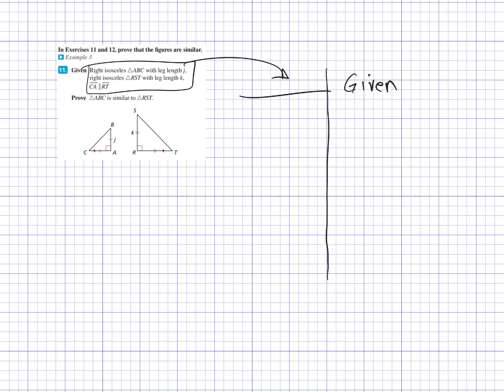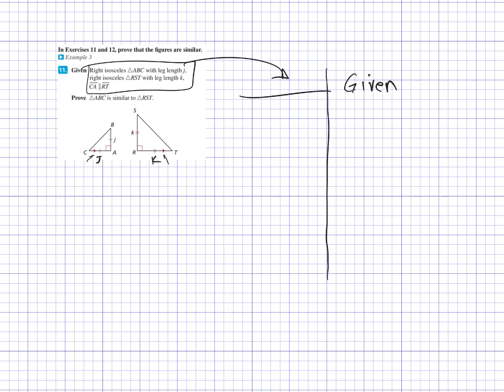You have right isosceles triangle ABC with leg length J. Okay, so that's J and that's J as well. Right isosceles triangle RST with leg length K. And that means that's K. That's what those hash marks mean. All right, and that's what isosceles means. Remember, whenever you start to say that's what it means, that means definition by whatever you're saying. And it says CA is parallel to RT. Okay, so you have the little parallel symbols right there. Okay, we're trying to prove that ABC is similar to RST.